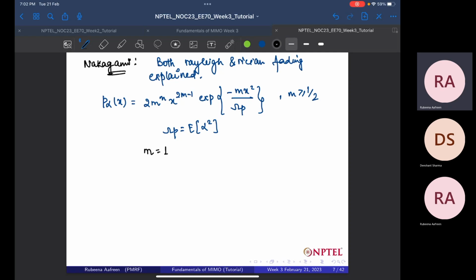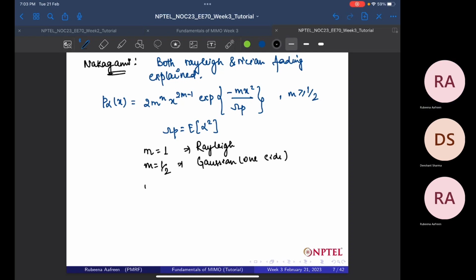Just remember that when M is 1, it gives the Rayleigh fading channel. You can see from the PDF also, put M equal to 1. And if M is half, it is one-sided Gaussian. And if M is infinity, then this is no fading. So here also, with an increase in the value of M, the spread will decrease.